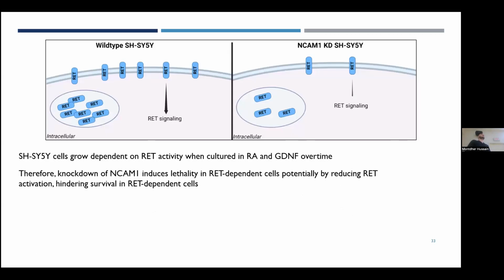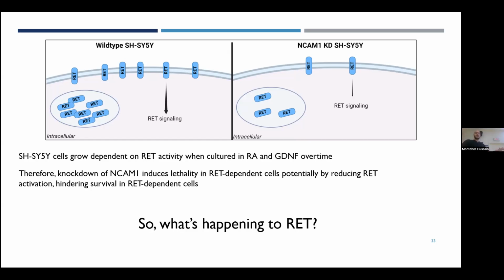And so taken together, we can see that in the NCAM1 knockdown cells, we have reduced RET total protein levels. We are seeing less RET at the surface, and as a result, we're seeing reduced RET signaling in cells that actually depend on RET activity. And so if you're taking away RET from these cells, that's leading to their death. And so it could suggest that NCAM1 is able to induce lethality in these cells by reducing the amount of RET that's available.